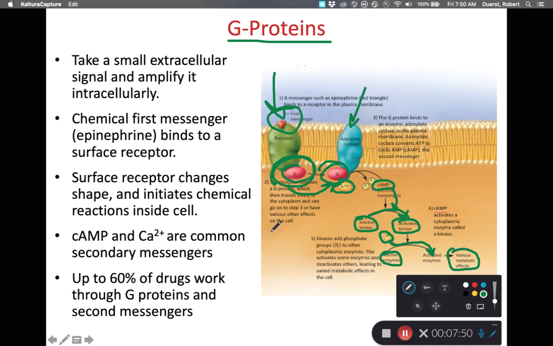When we think of secondary messengers, cyclic adenosine monophosphate, cyclic AMP, or cAMP for short, and calcium 2-positive ions are the most common secondary messengers. It's also worth emphasizing that over half of the drugs that we use within Western medicine are based on G-coupled protein cascades.